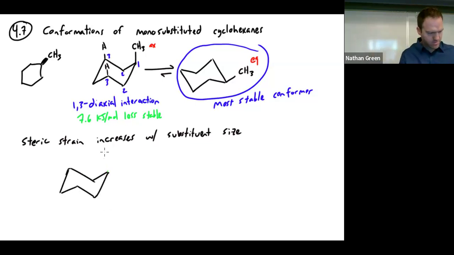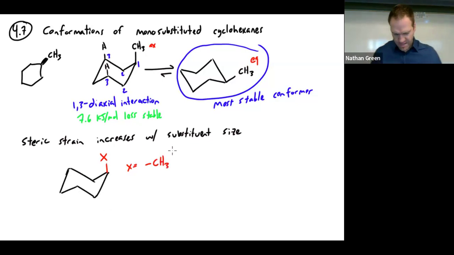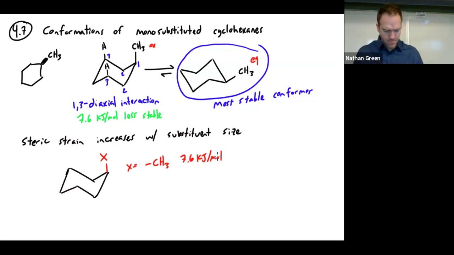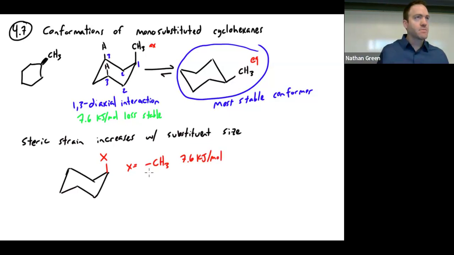Something a little more impactful about red. If I put an X group up here, like I said earlier, if the X equals a methyl, that's going to cost us 7.6 kilojoules per mole. That number, by the way, comes from the A value.